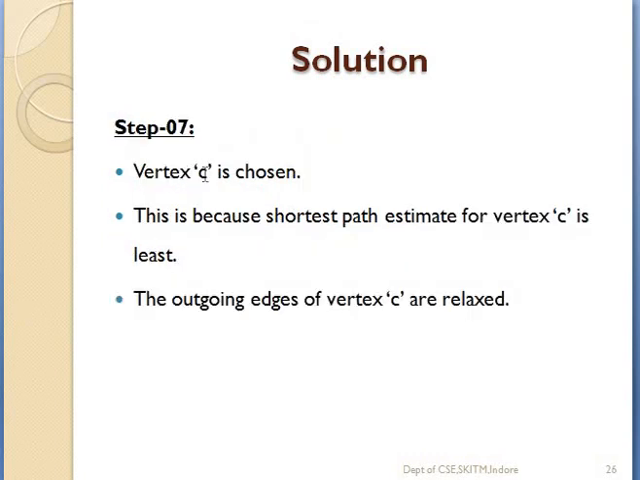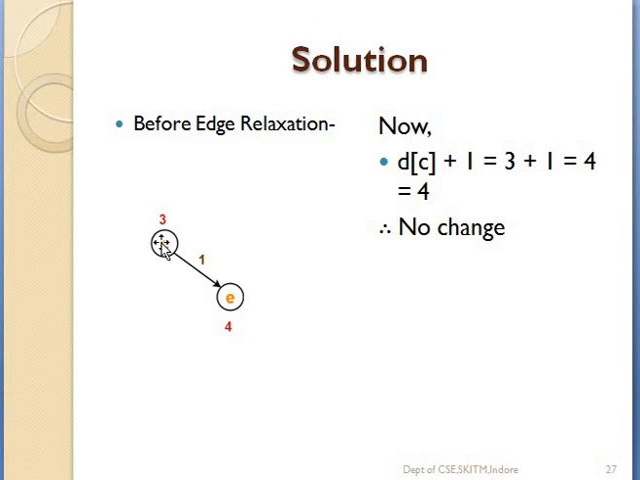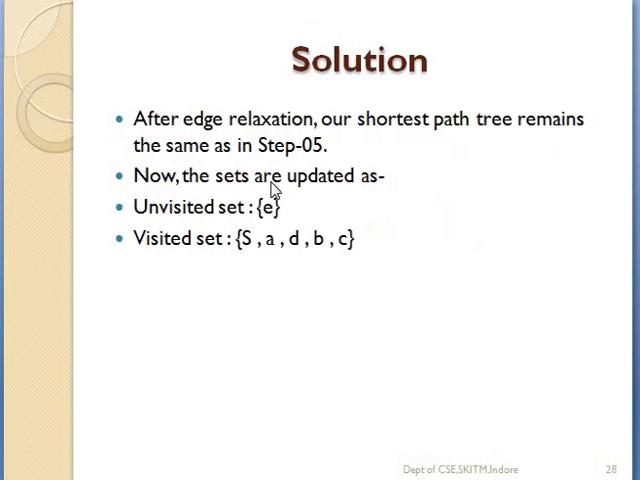So vertex C is chosen because the shortest path estimate for vertex C is the least. The outgoing edges of vertex C are relaxed. After relaxing, the cost involved from C to E is 4, so there is no change. Already with vertex E, the minimum cost is 4. So after edge relaxation, the shortest path tree remains the same as in step 5.